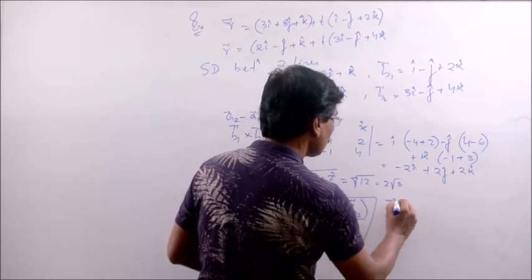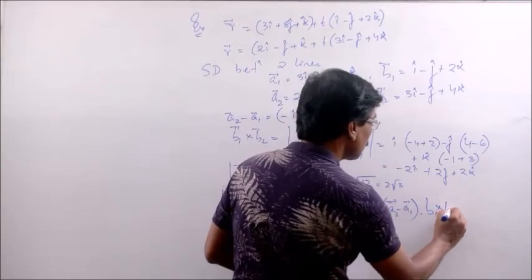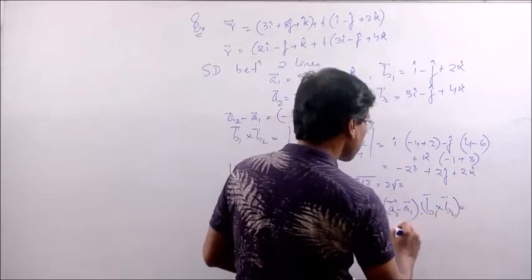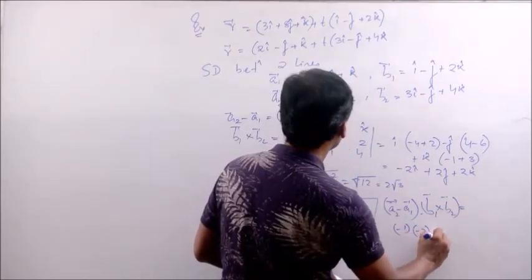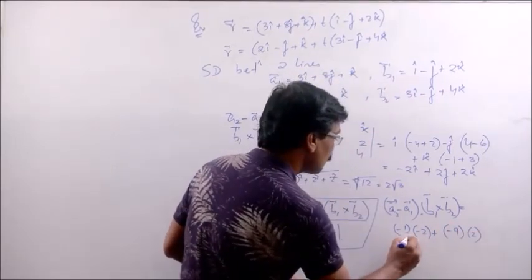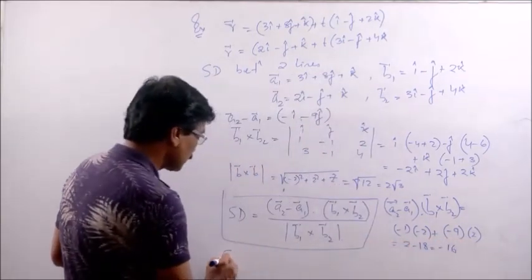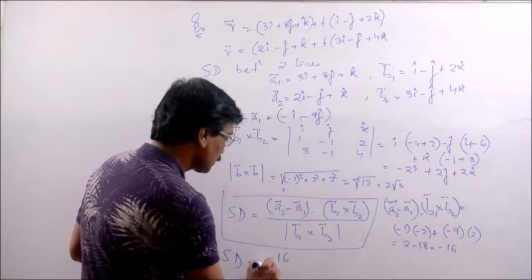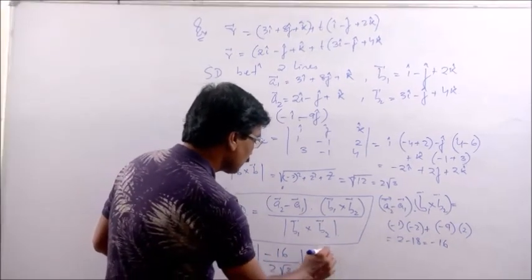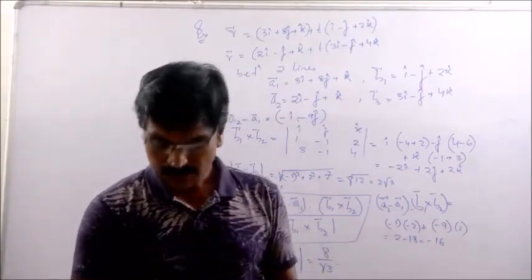Next, a2 minus a1 dot b1 cross b2. So, their dot product will be minus 1 into minus 2 plus minus 9 into 2, that is equal to 2 minus 18, minus 16. So, the shortest distance is equal to minus 16 by 2 root 3. It is always positive, so that is equal to 8 by root 3. So, this is the shortest distance between two lines.